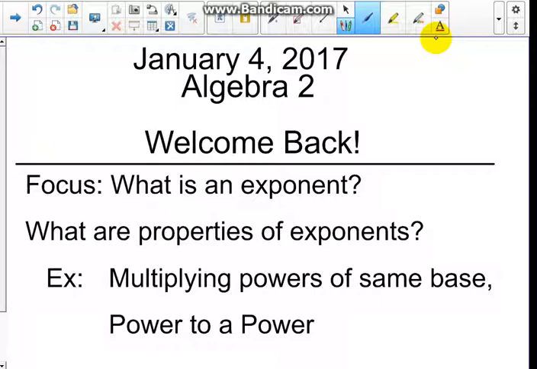Today we're going to break into Chapter 6, and before we do, we need to review what exponents are. So our focus today on this lesson is what is an exponent. I've asked all the students to write within their math journals all the properties of exponents that they can remember. For example, what's the rule for multiplying powers of the same base? Or what do we do when we have a power to a power? I've asked them to write everything that they can remember from Algebra 1 into their math journal.